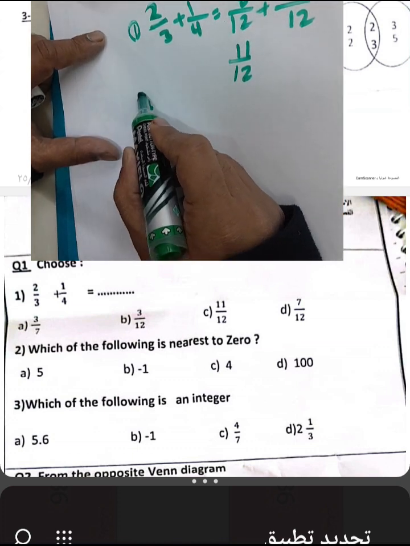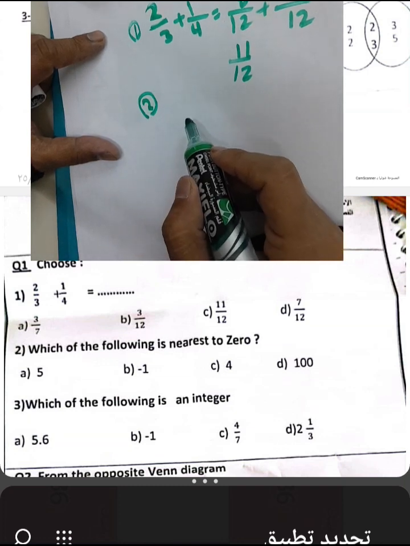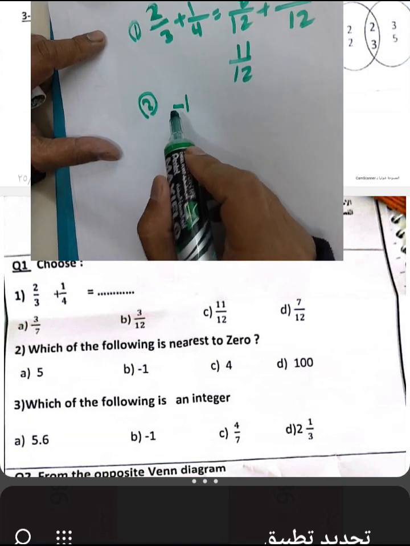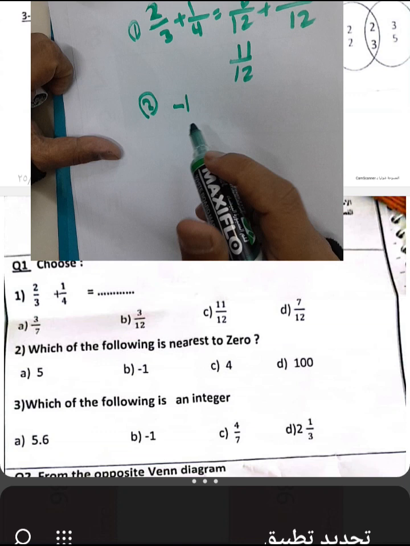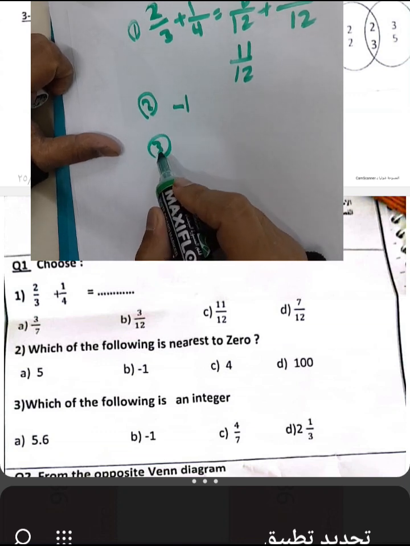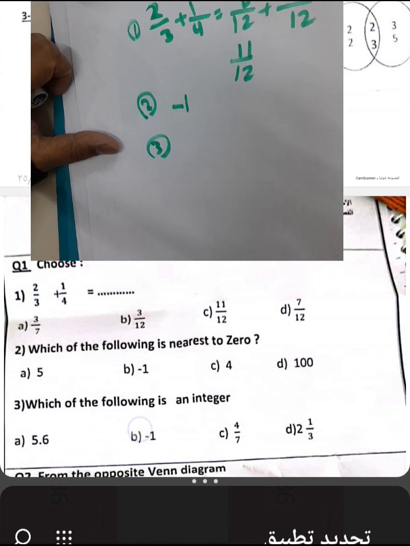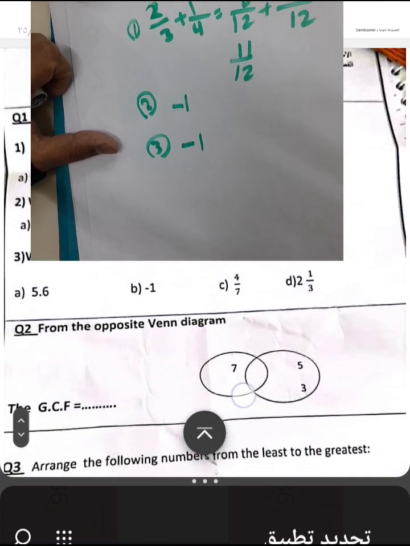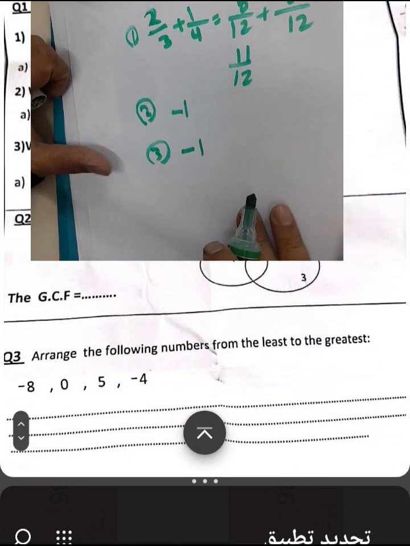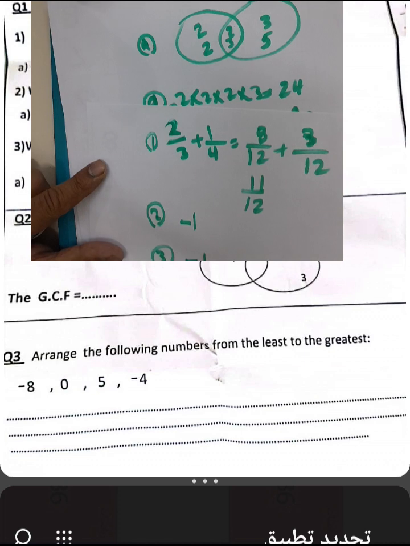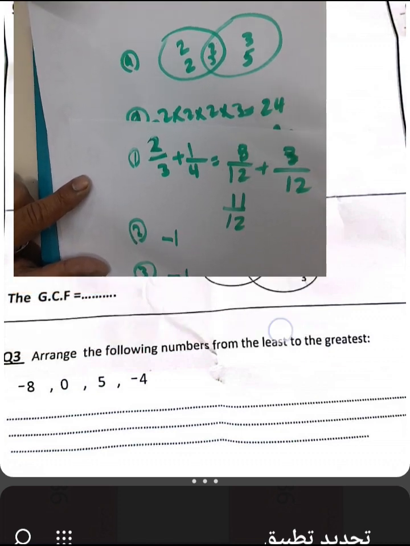Question number 2. Which of the following is nearest to 0? It will be negative 1. Negative 1 is nearest to 0. Question number 3. Which of the following is an integer? Negative 1 is an integer, because the denominator of this number will be 1. From the Venn diagram, okay, it's the solution. Understood the solution?